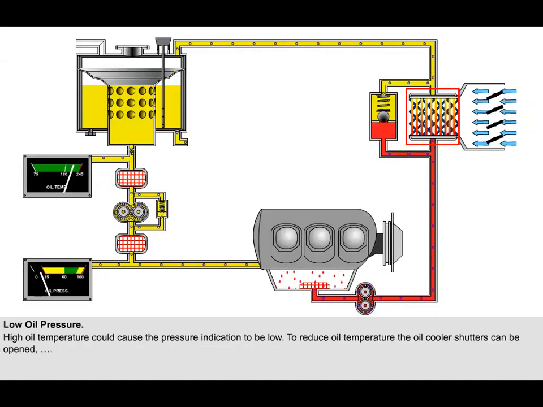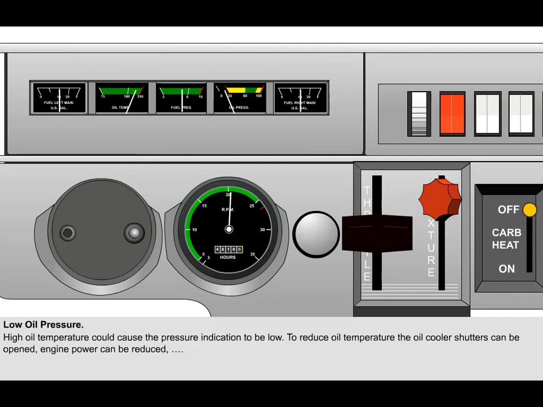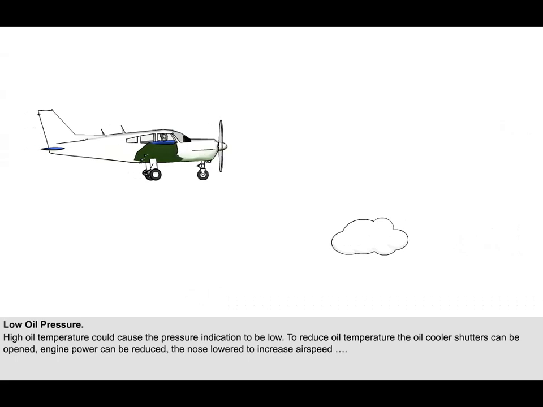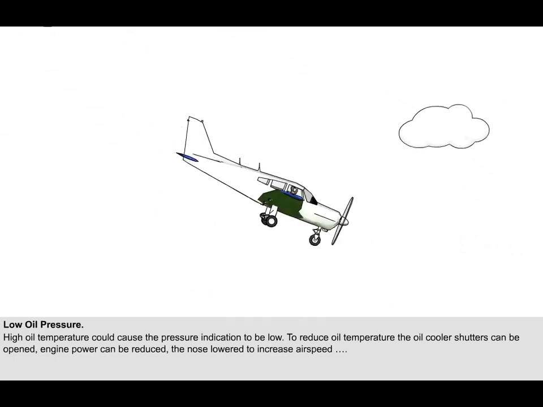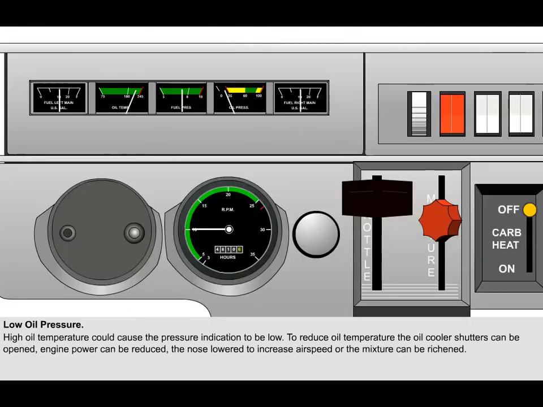If the engine is fitted with oil cooler shutters, they can be opened in an attempt to lower the oil temperature. Alternatively, if oil cooler shutters are not an option, then consideration should be given to attempting to cool the engine and thus the oil by either reducing engine power or lowering the nose of the aircraft to increase airspeed without increasing power, or even making the mixture richer.